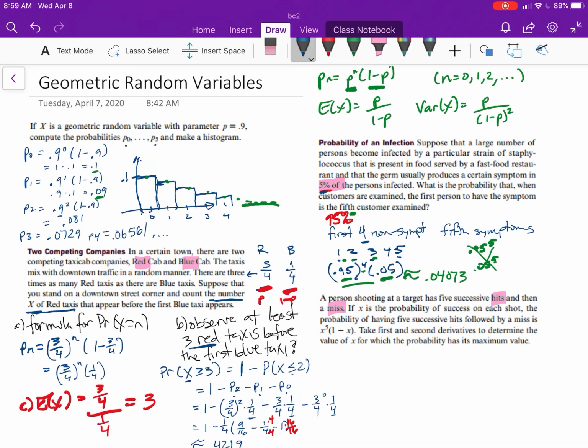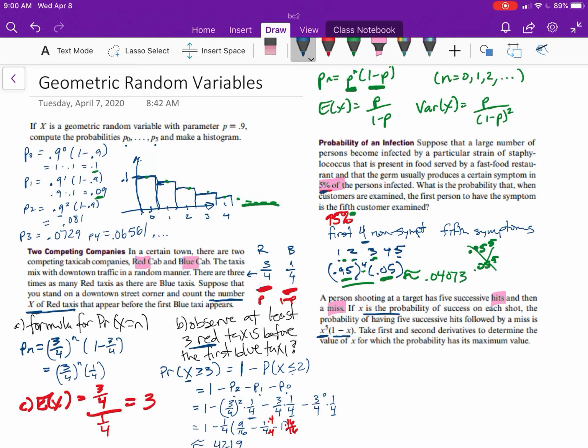All right. Last one here. Person shooting at a target has 5 successive hits and then a miss. So if we call x the probability of success, the probability of success, 5 in a row, just like I did in the previous example, those are all your probability of hitting, 5 in a row, so to the 5th power, times the 1 miss. The next shot is a miss.